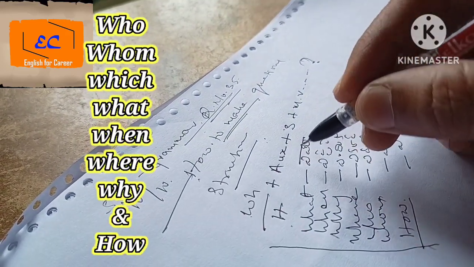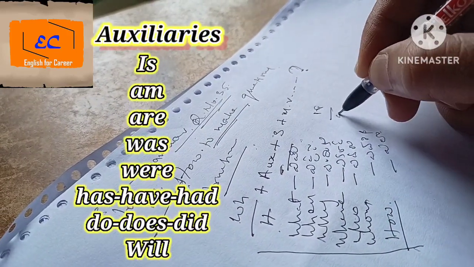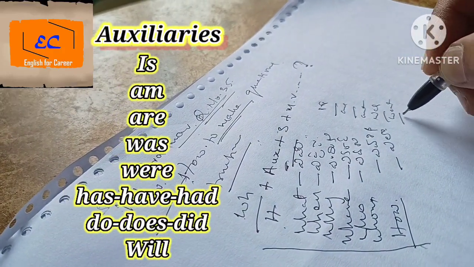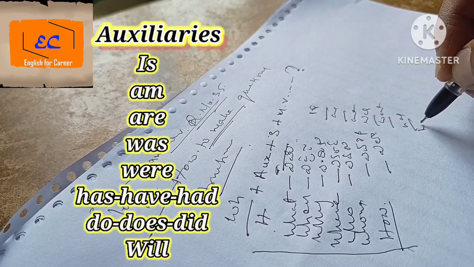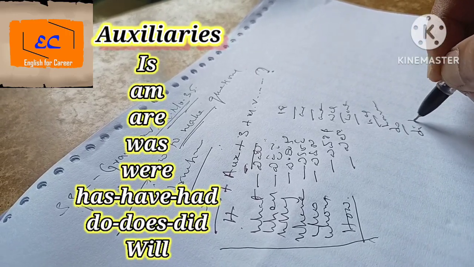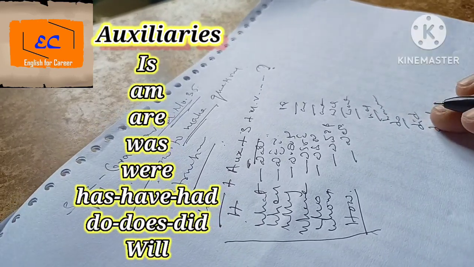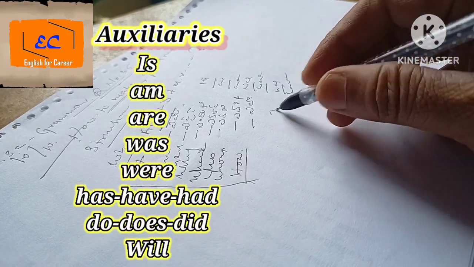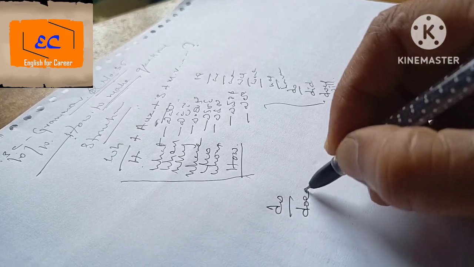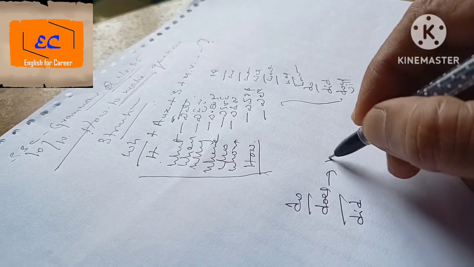Now, the next is auxiliary. So, what is auxiliary? Auxiliary means is, am, are, was, were, has, have, do, did, does, will, like this. And here you need to understand one point related to auxiliary. When you prepare a question with do or does or did, remember the verb should be V1.